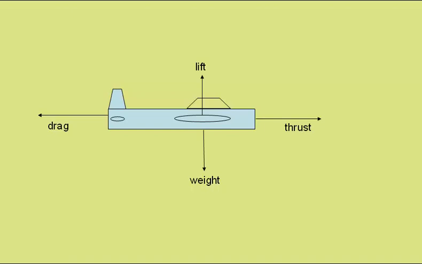When the aircraft is accelerating, thrust must be greater than drag, leading to a forwards resultant force. When the aircraft is taking off, lift must be greater than weight to provide a resultant upwards force. But while the aircraft is flying at a steady speed and a steady height, thrust will equal drag, lift will equal weight.